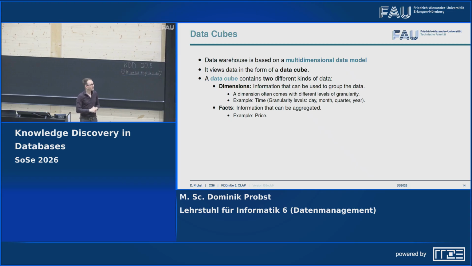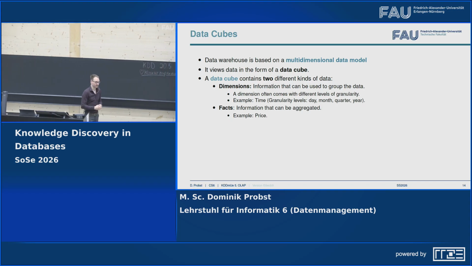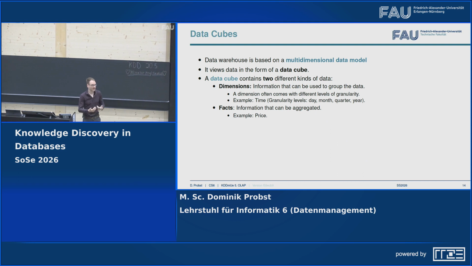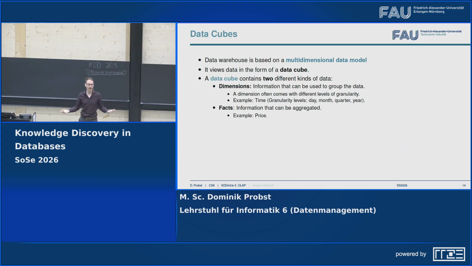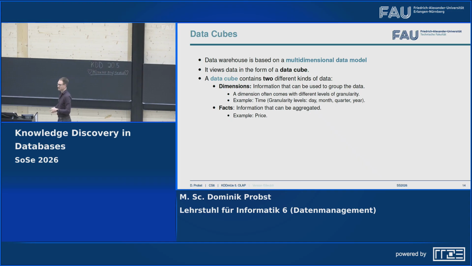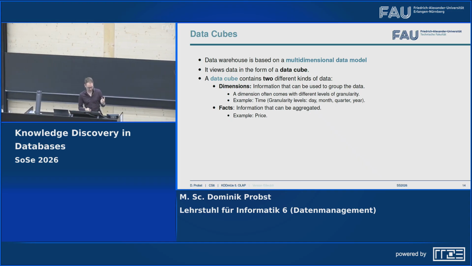Information that we want to aggregate is called facts. For example, in a sales data warehouse, prices might be something we want to aggregate. We might want to sum up all the sales we have made in a certain period of time, for example. And those two things are important to distinguish.